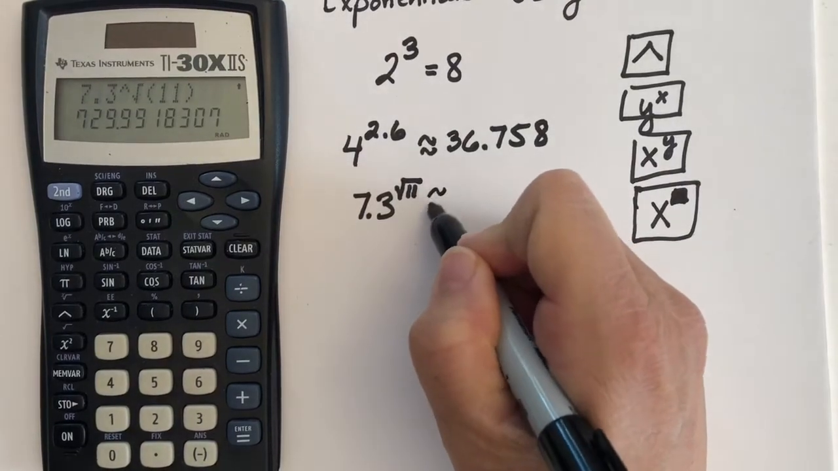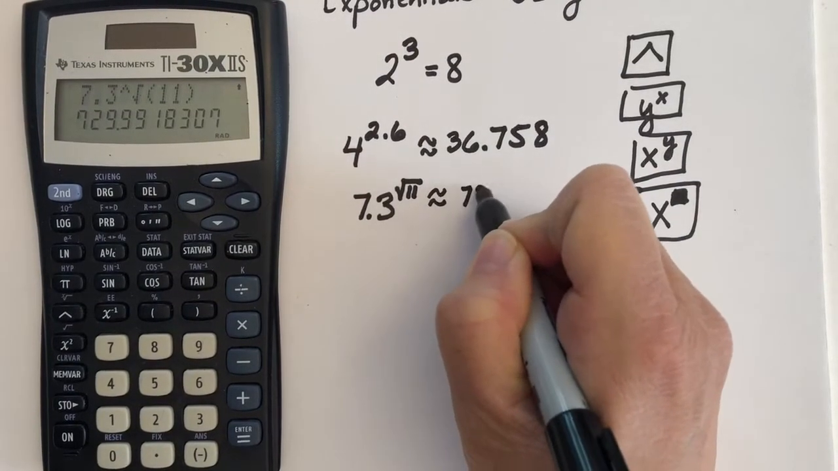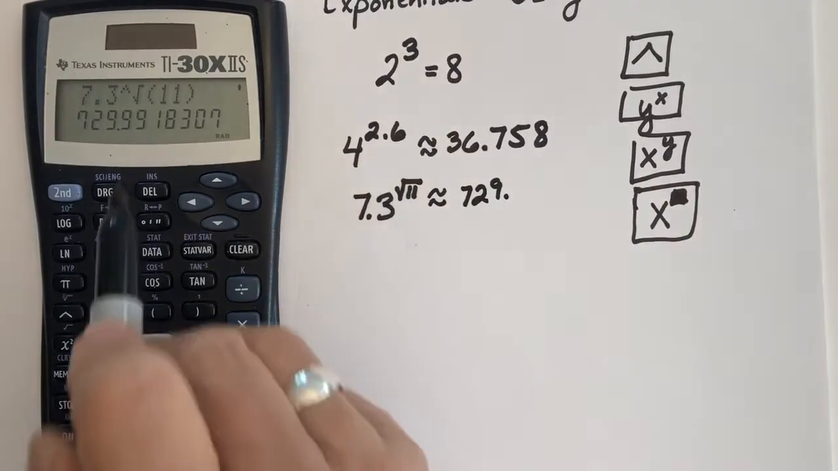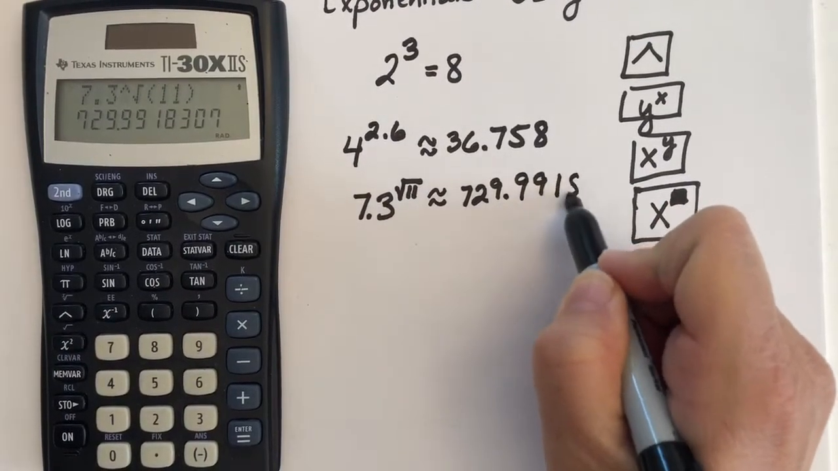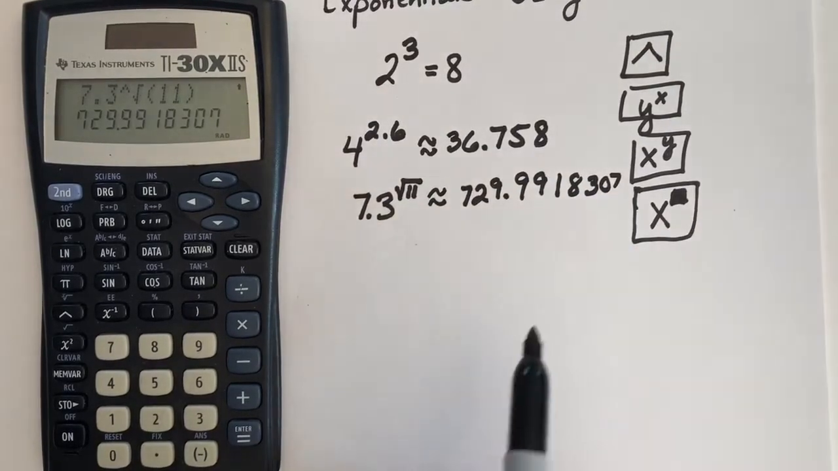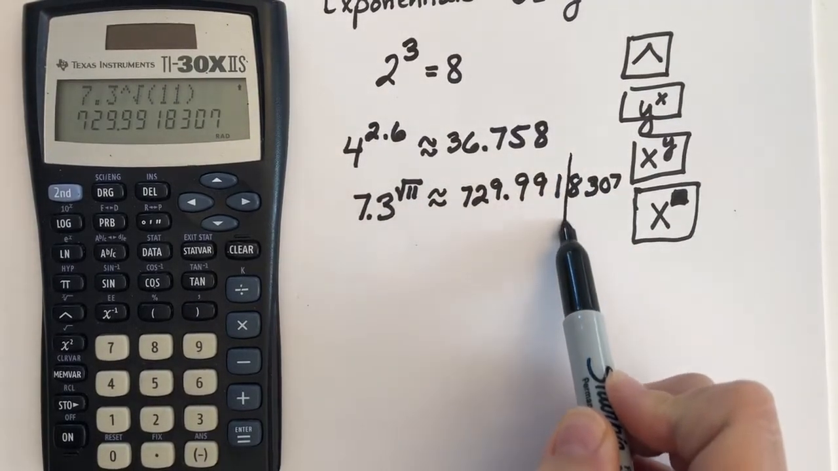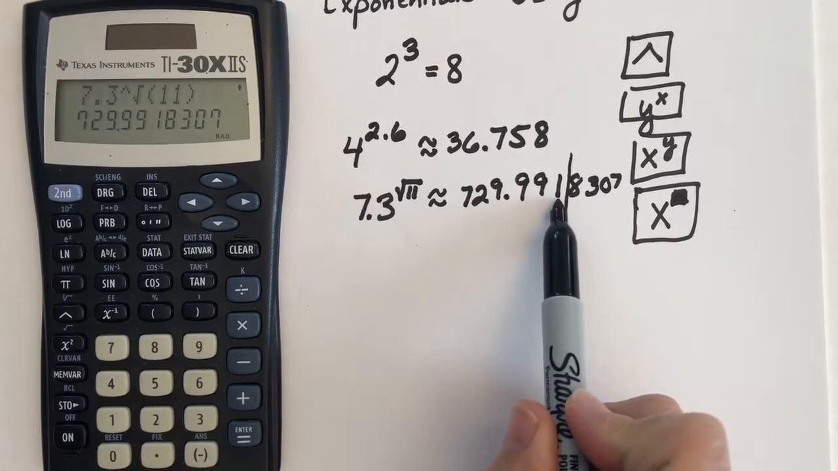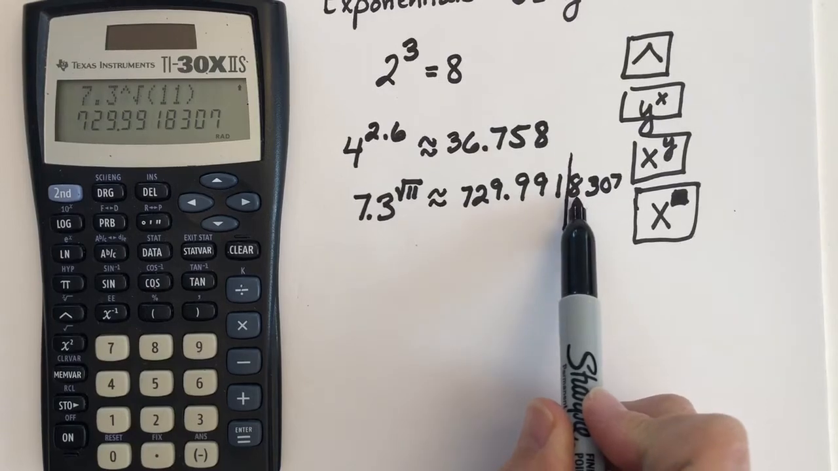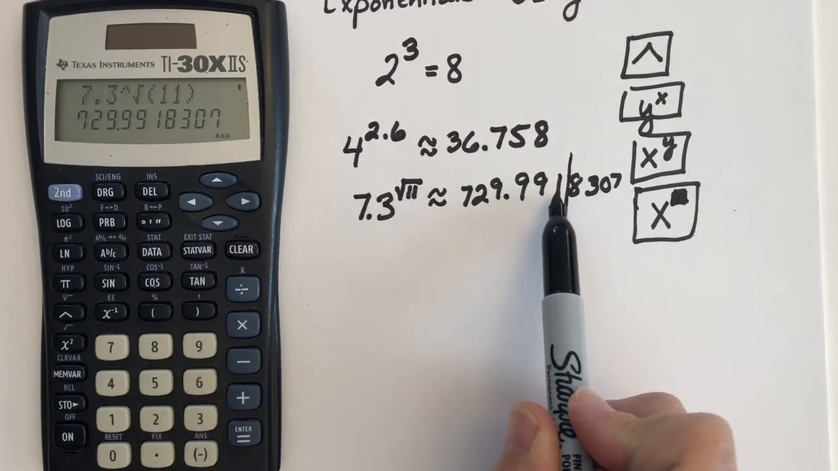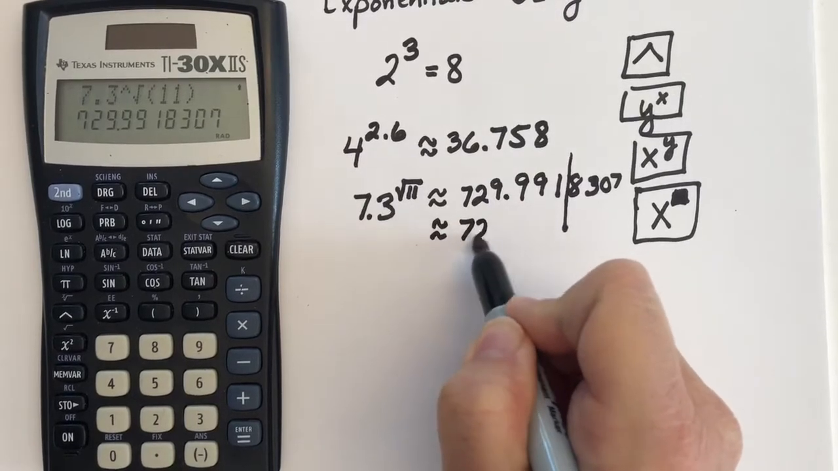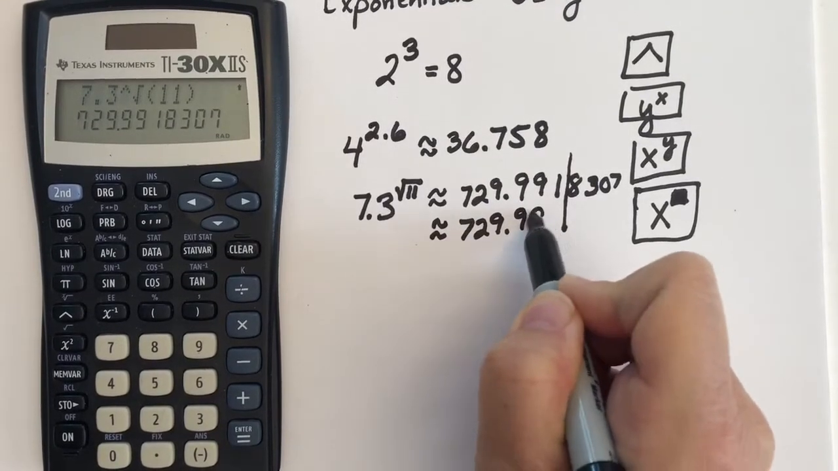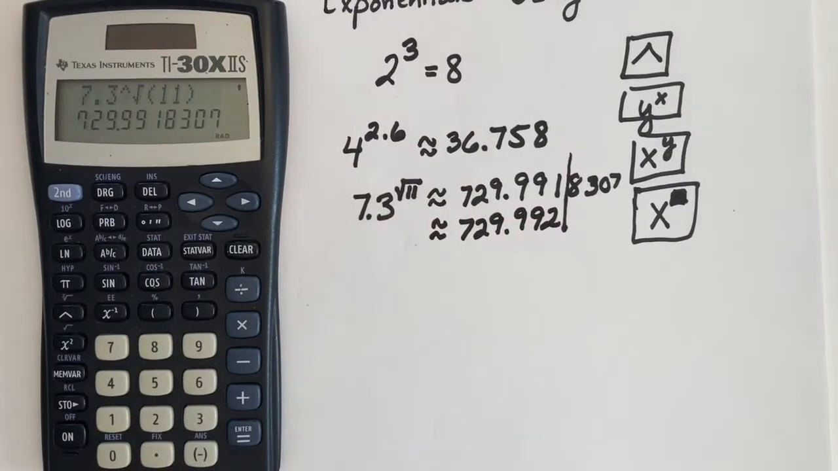And I have approximately 729.99, let me write it this way, 18307. That's what I see. If we're going to 3 decimal places, we're going to write it right to the thousandths place. This digit is greater than or equal to 5, so I'm going to round that up. So it's approximately 729.992.